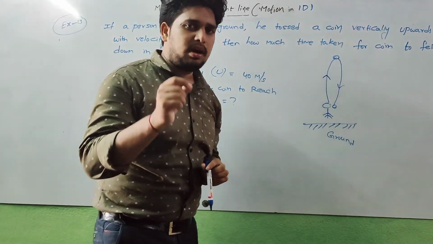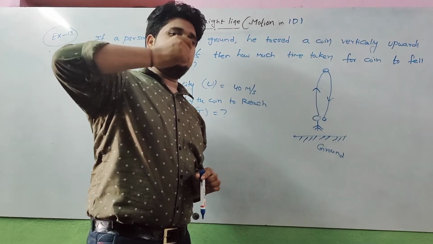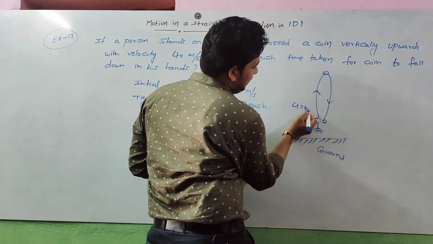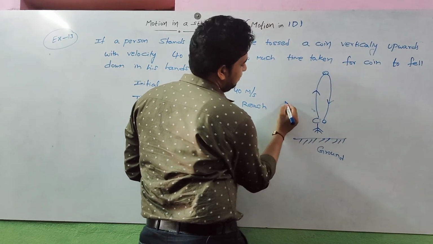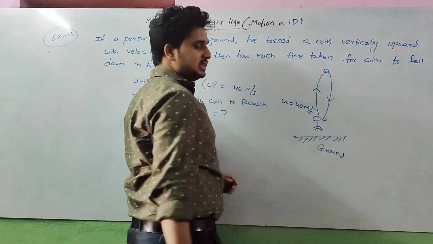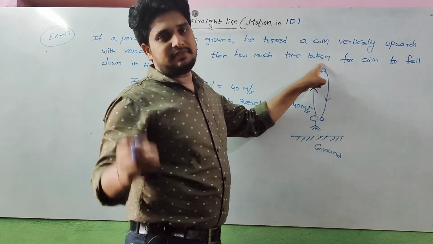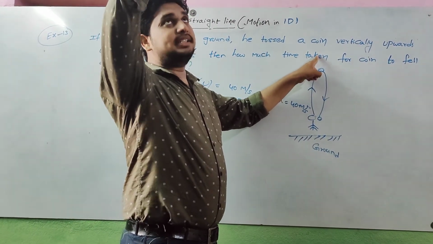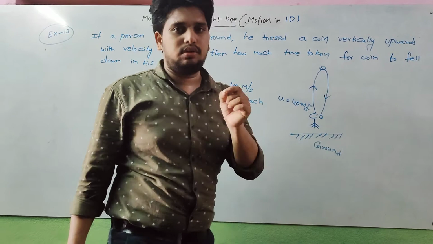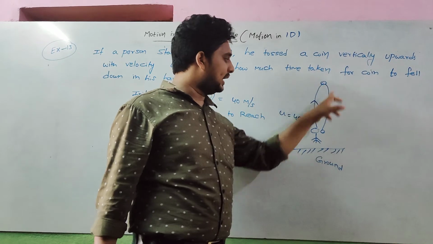Whenever we project a body vertically upwards, the velocity decreases gradually. Initially we projected with an initial velocity of 40 meter per second. This 40 meter per second decreases to 30, 20, 10, and becomes 0. After some time, this velocity becomes 0. That is called the maximum height attained by the body. Whenever the final velocity is 0, the distance attained by the body at that point is called the maximum height. Again, it comes back to 0.